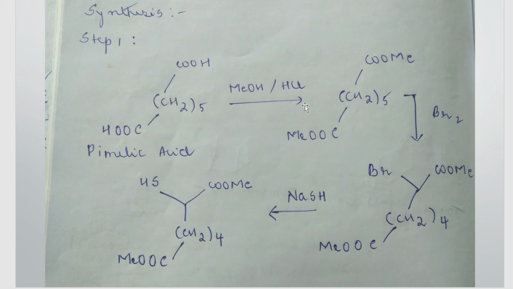So this is treated with MeOH. What does Me stand for here? Methyl group, that is CH3. So it's nothing but CH3OH, which is methanol, in the presence of HCl. So what do we get? The H on both ends of the COOH groups will get replaced by the methyl group. So we will get COOMe and COOMe. That is one part of step number one.